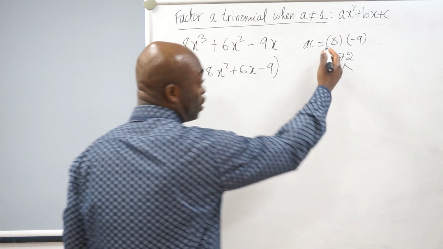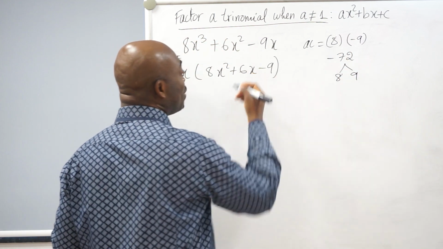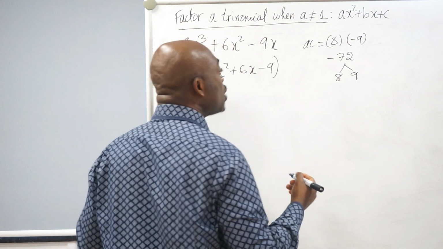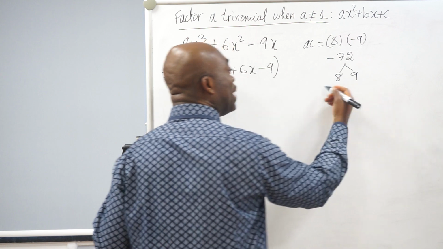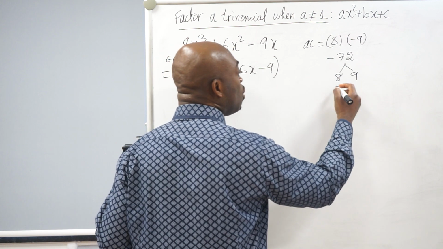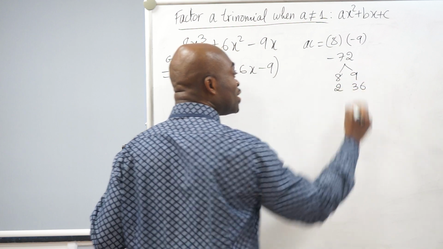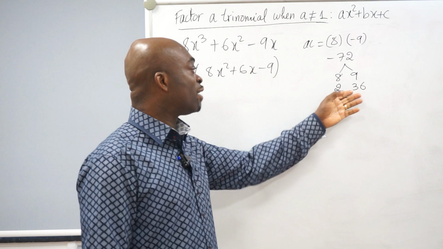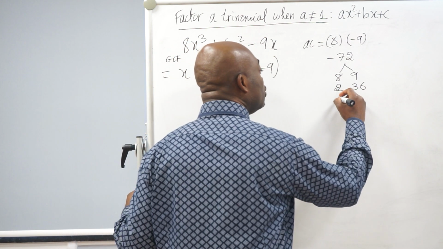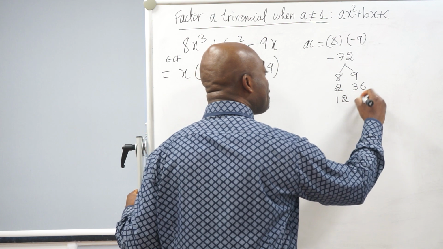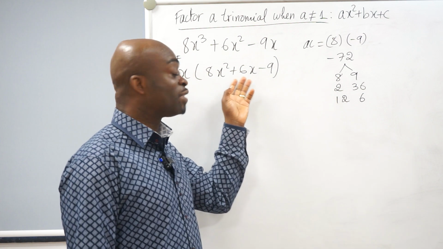We already know 8 and 9 won't work, because when we add or subtract, we're not going to get 6. There are so many different ones we can come up with. It could also be 2 and 36. For example, anywhere where you can add or subtract 2 and 36 to give you positive 6? No. So you can also talk about 12 and 6. Anywhere where you're going to add up or subtract to give you 6?